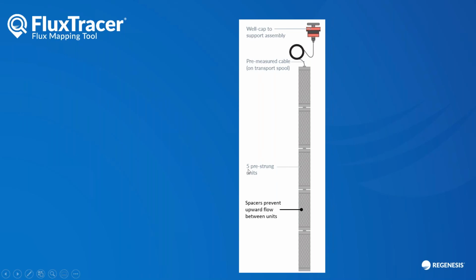And then depending on the length of the interval that we're trying to measure, there's going to be 5 or more or less of these modular units or canisters, constructed and pre-assembled in the device that you get. And then there are spacers in each of these canisters, which we'll see some images of in just a moment, that are there to prevent upward flow, or really vertical flow, between the units of granular carbon when it's installed.